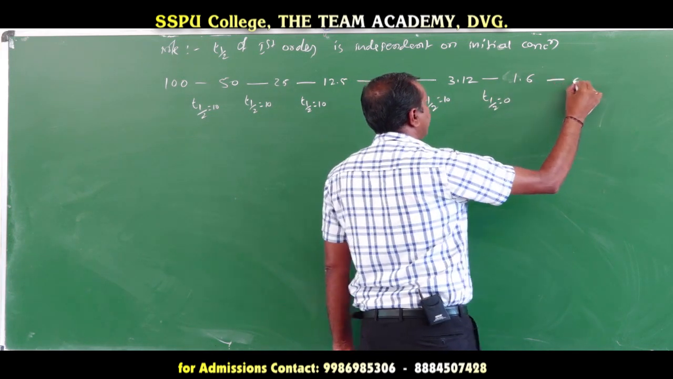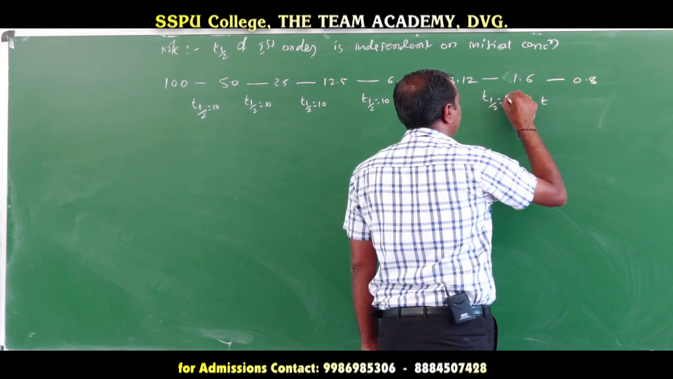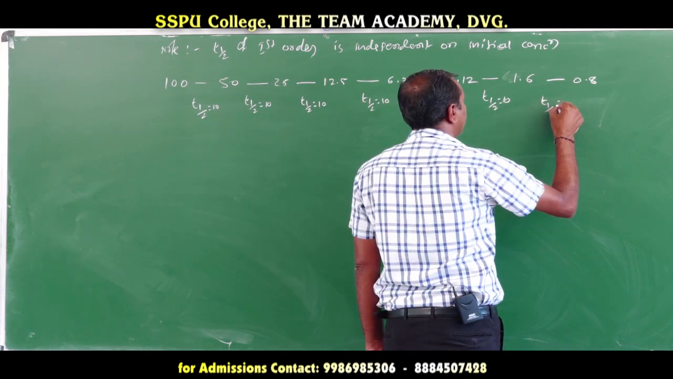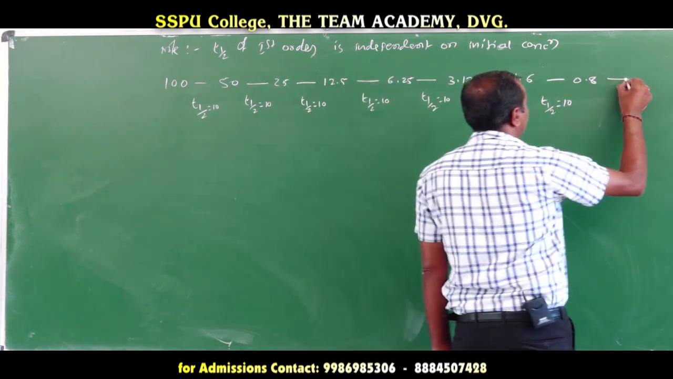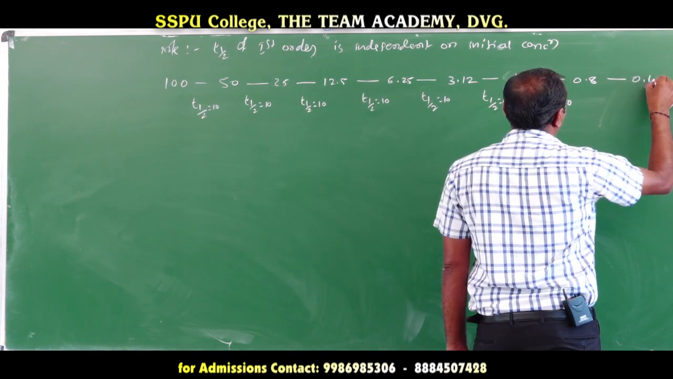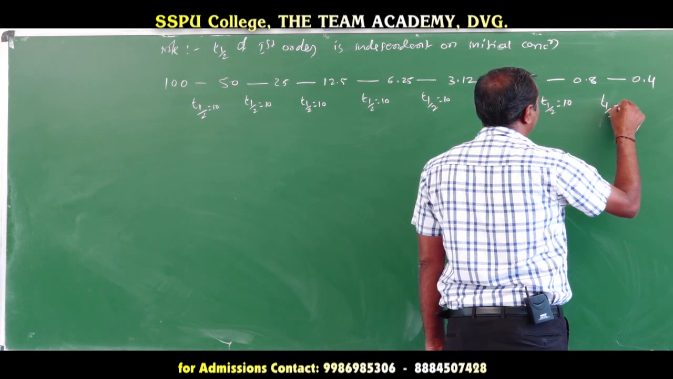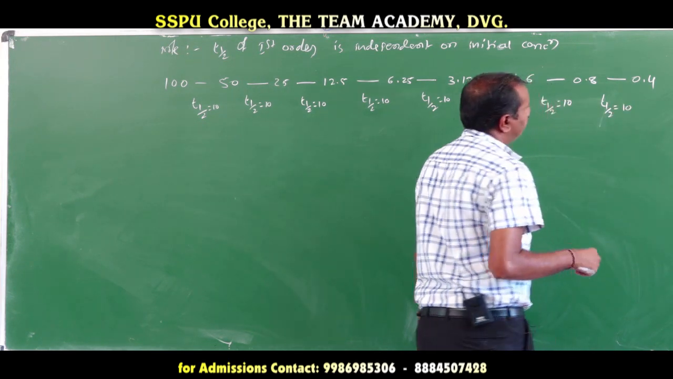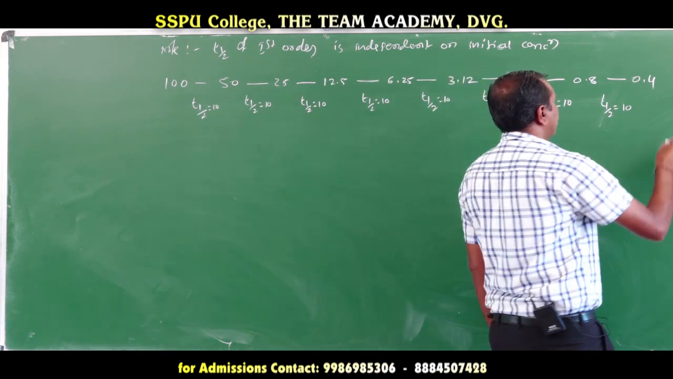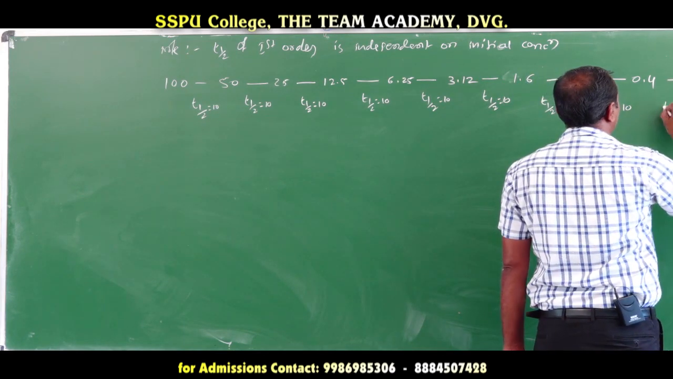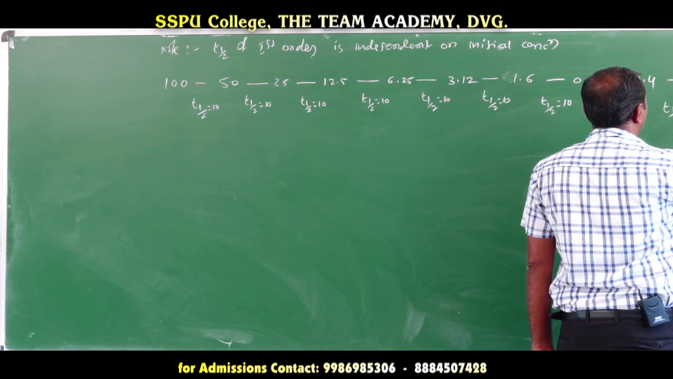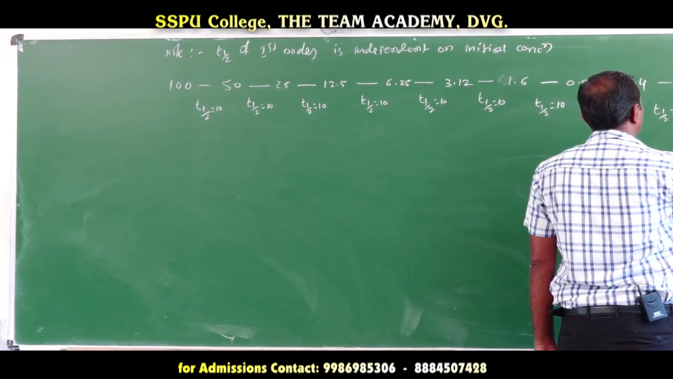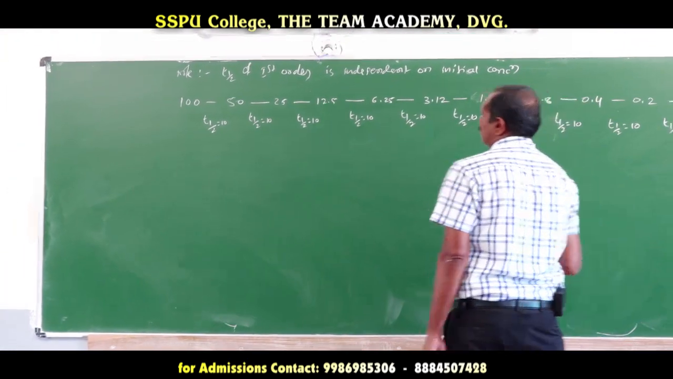It becomes 0.8, then also t half is 10. 0.8 becomes 0.4, then t half becomes 10 minutes only. If 0.4 becomes 0.2, then t half becomes 10 only. 0.2 becomes 0.1, t half becomes 10 minutes only.